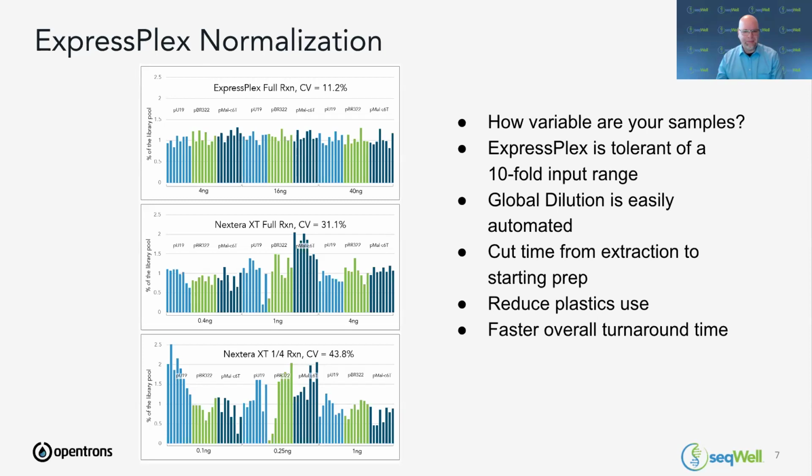And you can just test a couple of them, or if you've got a system where roughly everything is coming out, just simply do a global dilution, get them in the right range, and then that allows you to have an even faster overall turnaround time and use fewer plastics as you go. So here's an example of a situation where ExpressPlex, in a 10-fold range here, you're seeing very equal read depths across these, whereas a similar input range, at least from a fold perspective, for the Nextera kits, you see a much broader range of overall outputs of read depths that go along with it.